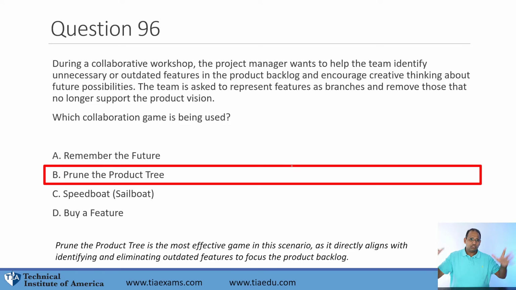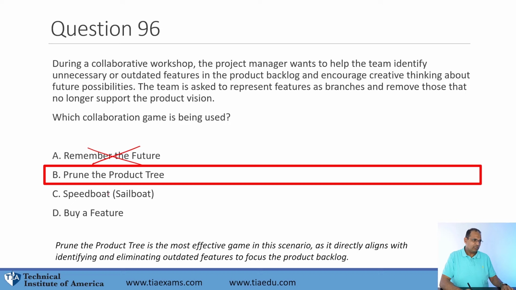So let's draw a tree. Let's draw branches. And then we are going to put all the features and group them up by the branches. And then we're going to prune it by removing things we don't need. That's called prune the product tree. It's not remember the future. This is seeing how well something went.